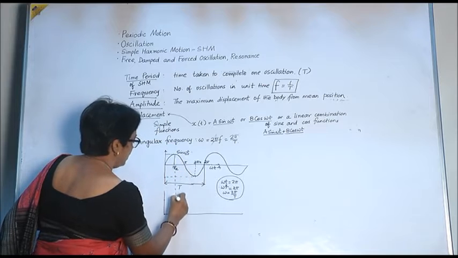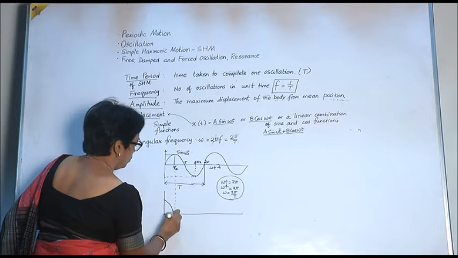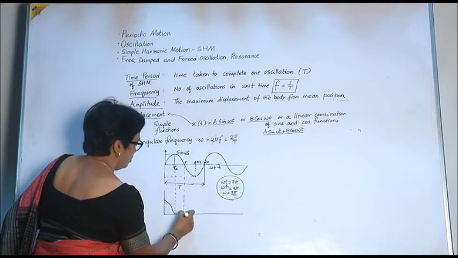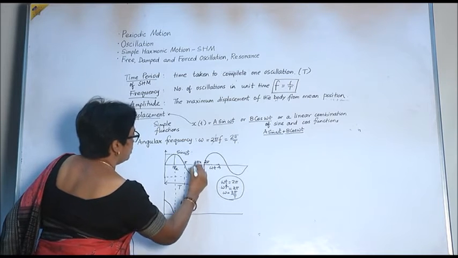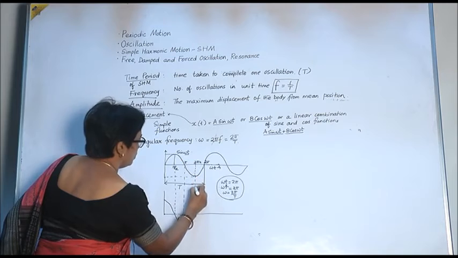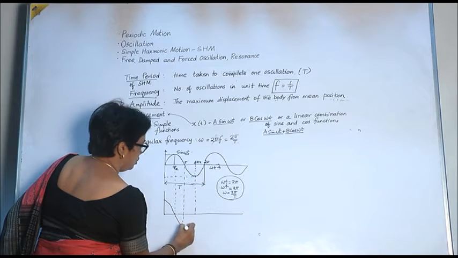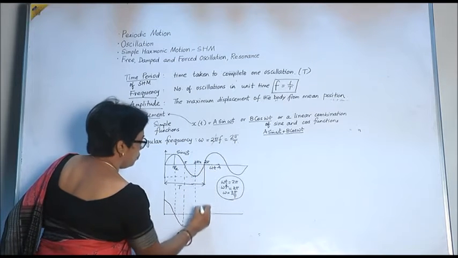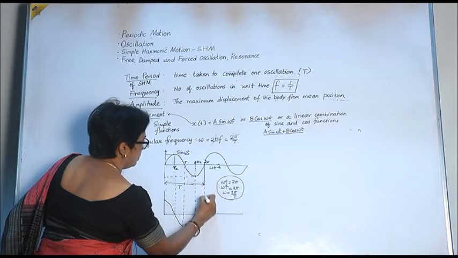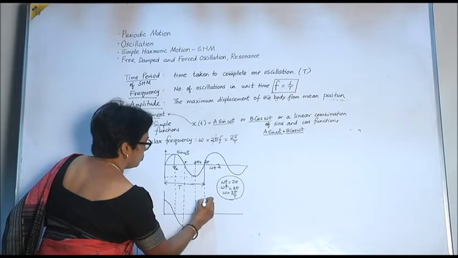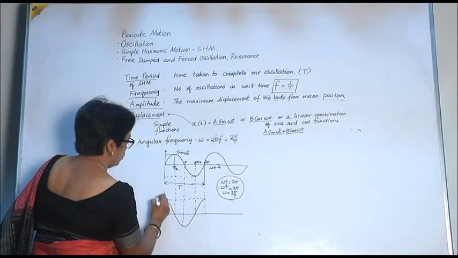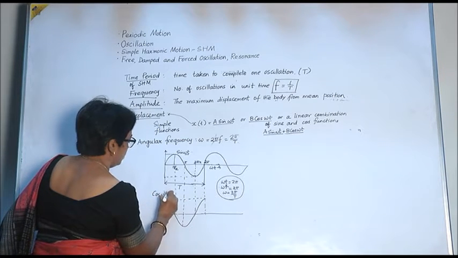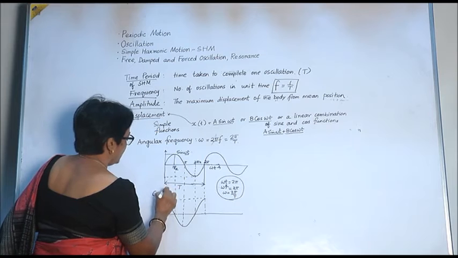When it is pi by 2, it is 0. When it is pi, it is minus 1. When it is 3 pi by 2, it is 0 back. When 2 pi, it is plus 1. So this is my cos function, cos omega t.